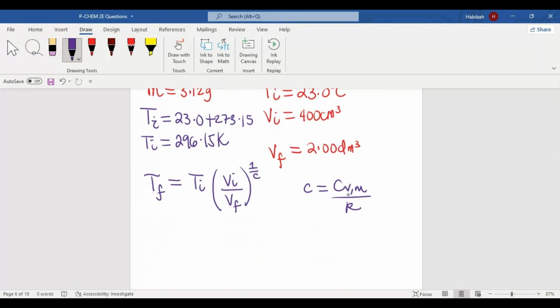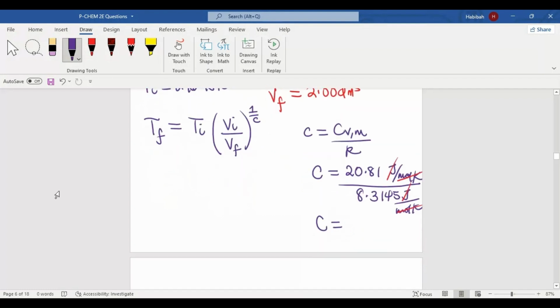And we know the gas constant is a constant. So that's going to be 8.3145. We can easily solve for the value of C. So C is now going to be 20.81 joule per mole Kelvin divided by 8.3145 joule per mole Kelvin. So of course, joules cancel out, mole Kelvin cancel out. So C is now going to be equal to 20.81 divided by 8.3145.